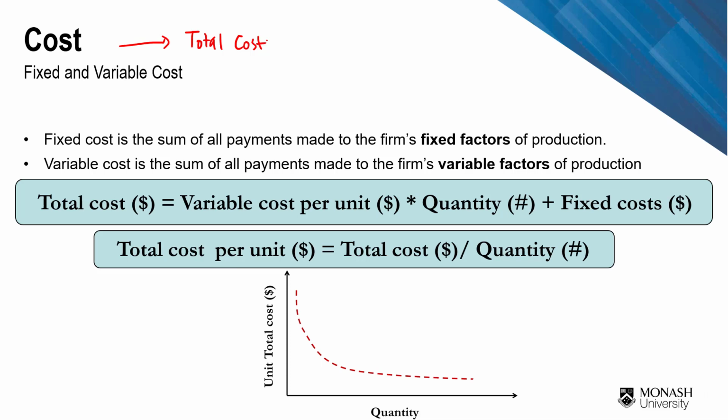So what are those? Fixed cost is the sum of all payments made to the firm's fixed factors of production. Now what does it mean by fixed factors of production? Fixed factors of production are factors that you have to pay even with producing zero outcome. So regardless of the quantity, you still have to pay this. The fixed cost is a cost that you still have to pay even though you have zero production. So let me give you an example.